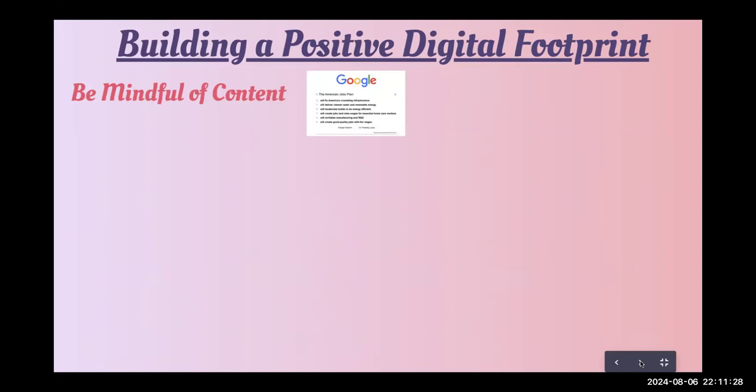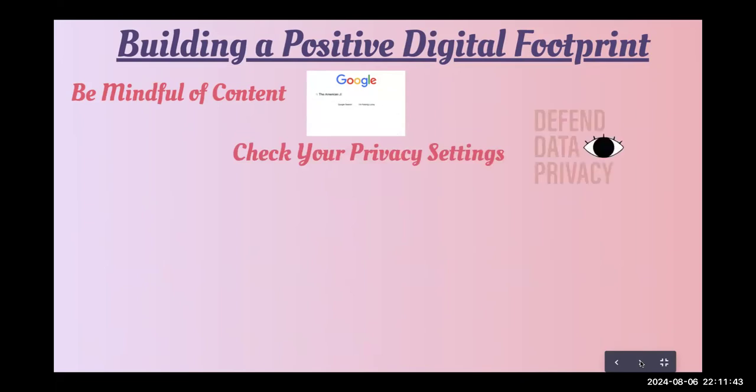Sometimes we write something, but other people understand it entirely the other way around. So whatever you're posting, think twice before putting it or sharing it on social media. Check your privacy settings because you have to defend your data privacy. Regularly review and adjust your privacy settings on social media and other platforms.